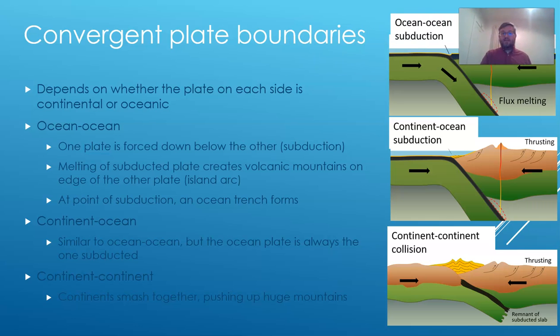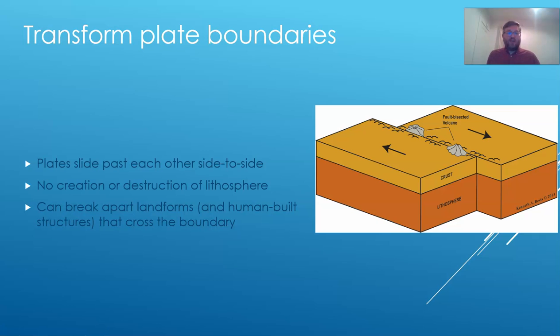So that is convergent plate boundaries. Our last type of plate boundary is a transform plate boundary. So a transform plate boundary is when the two plates are moving past each other, right? So rather than smashing into each other or pulling apart from each other, they're just sliding past each other, side to side. So at a transform plate boundary, because the plates are just sliding past each other, you're not going to have to create new lithosphere to fill in a gap. You're not going to have to destroy lithosphere as plates come together.